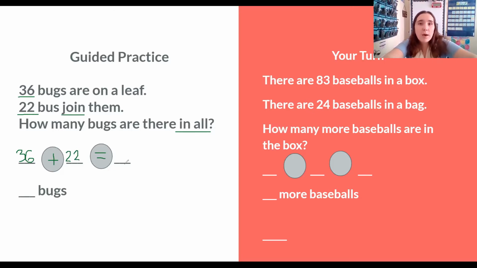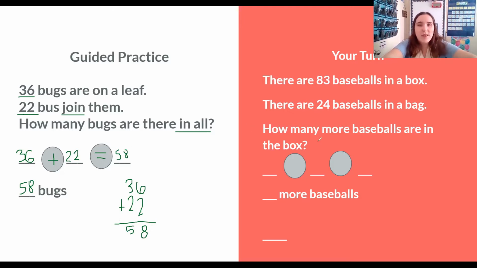Now you can solve these problems however you'd like to, friends, whatever strategy you like best. If you like using a number line, or if you like stacking them up in standard form, or any other way that you like to do it, drawing out place value blocks, stuff like that. But I'm going to stack mine up. So 36 plus 22. So 6 plus 2 is 8. And 3 tens plus 2 tens is 5 tens. So my answer is 58, which means that there are now 58 bugs in all on the leaf. That's a lot of bugs on one leaf.